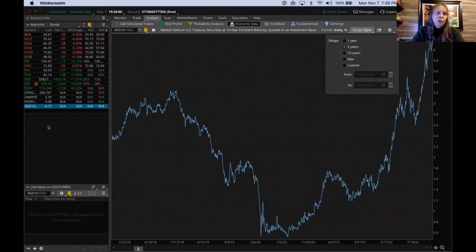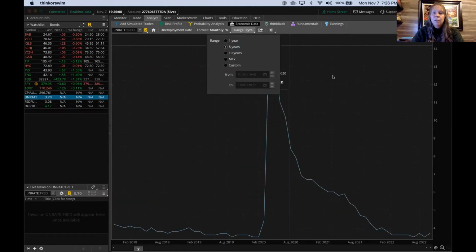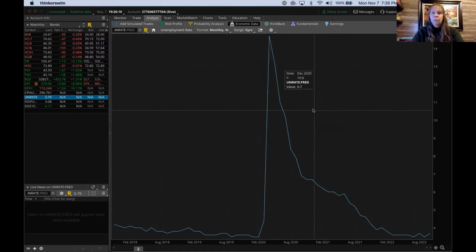Let's see, there's unemployment rate. I found unemployment rate. That's this one. Let's look at 5 years of the unemployment rate. Oops, I'll go back. So this was COVID, right? When everybody stopped working, when all the restaurants and all the businesses shut down, and then it came back down. So it really is low, which is positive for the economy overall.